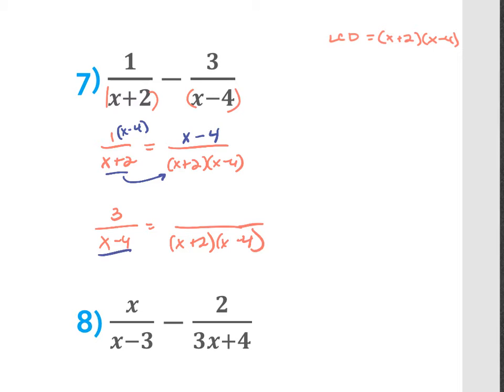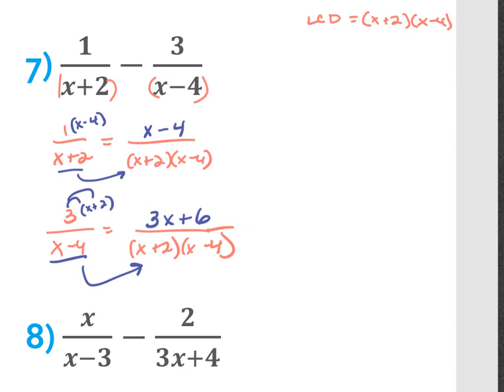What's missing from here to there is the x plus 2. So I have to multiply the top by x plus 2. Distribute this time, and I get 3x plus 6. Now those take the place of the fractions that are already there. So I get x minus 4 over x plus 2 times x minus 4, minus, because that's the sign in the middle, 3x plus 6 over x plus 2, x minus 4.